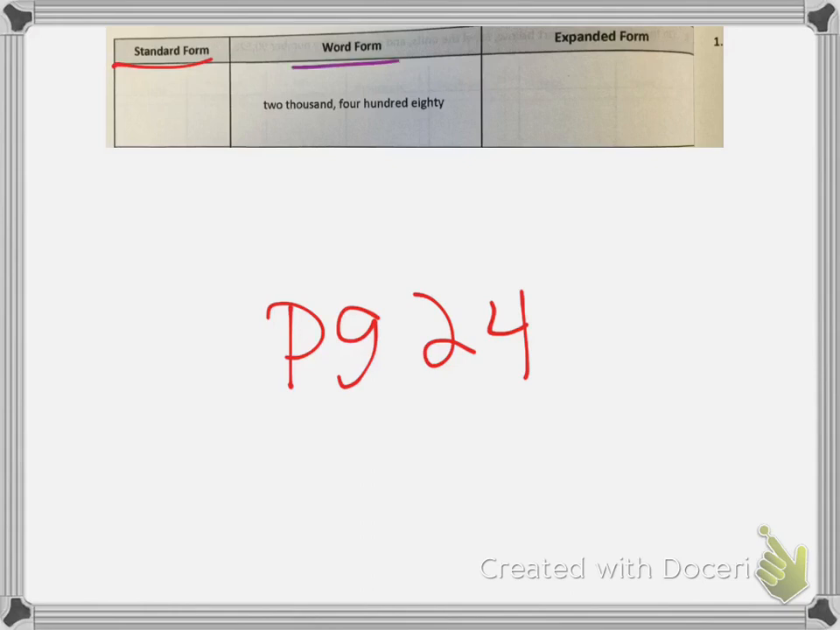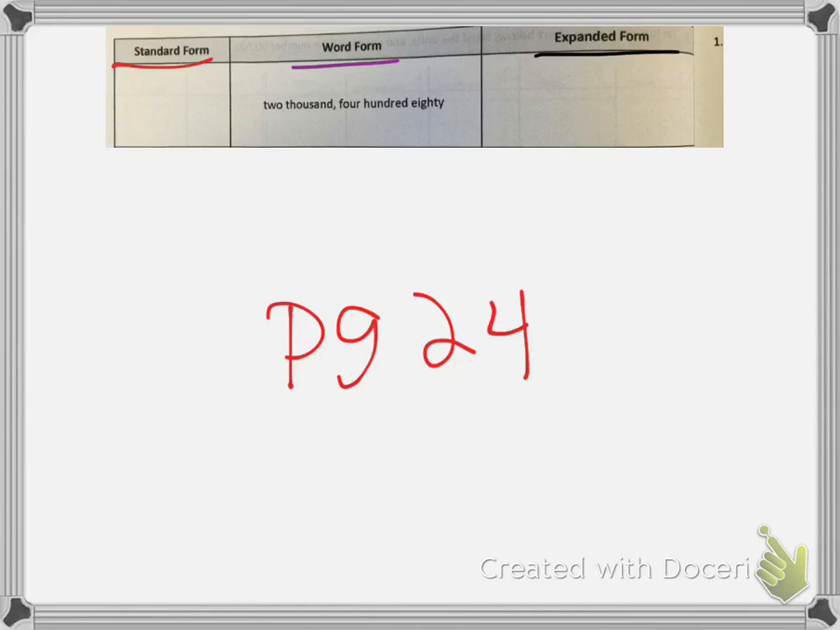Good morning, class. We are going to be working with Lesson 4, Module 1, 4th grade. The page I'll be working with today is page 24. And we're going to be working with standard form, word form, and expanded form.